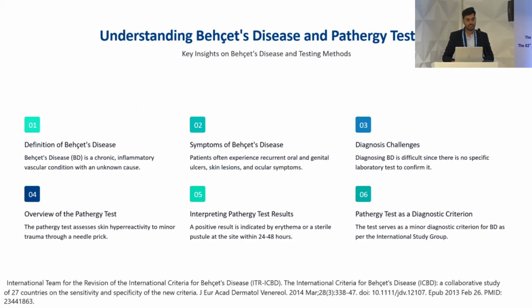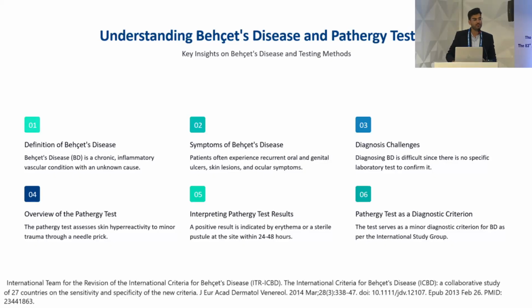First, to understand the basic disease, Behçet's is a chronic inflammatory vascular condition of unknown cause. Patients usually present with recurrent oral aphthous ulcers or genital ulcers, with skin and ocular symptoms. The diagnostic challenge is that there is no specific laboratory investigation for diagnosing it, except for one, the pathergy test, and HLA-B51, which is not a very sure test.